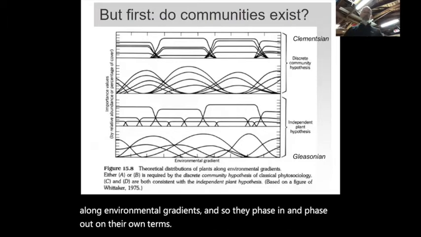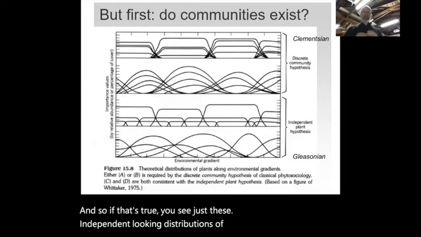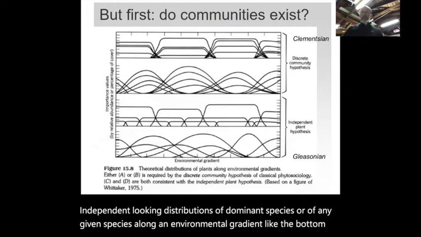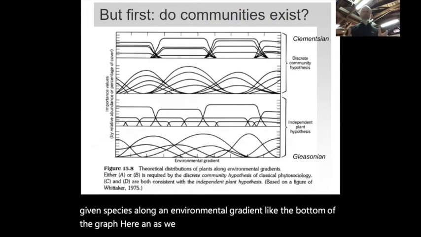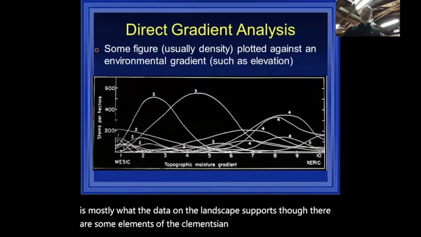And so if that's true, you see just these independent looking distributions of dominant species or of any given species along an environmental gradient, like the bottom of the graph here. And as we talked about in a previous lecture, this is mostly what the data on the landscape supports, though there are some elements of the Clemency and community model that persist.